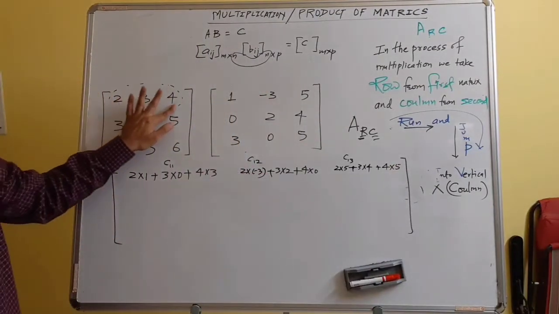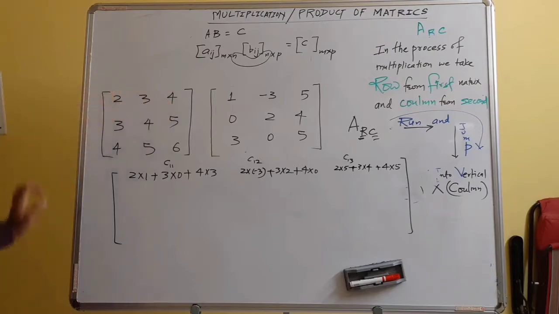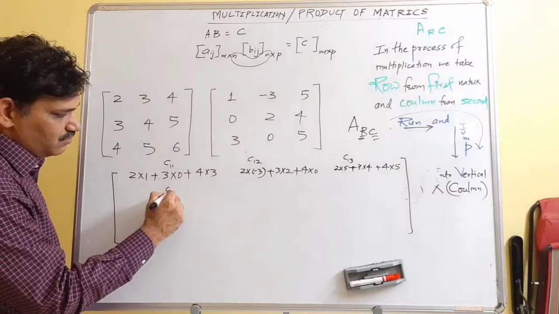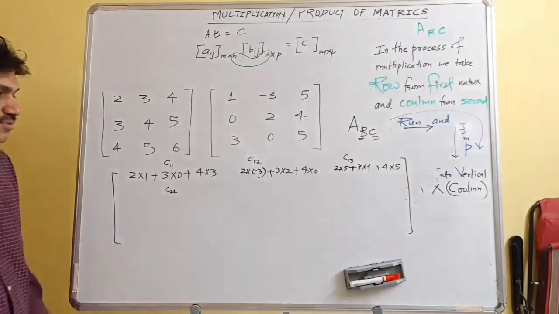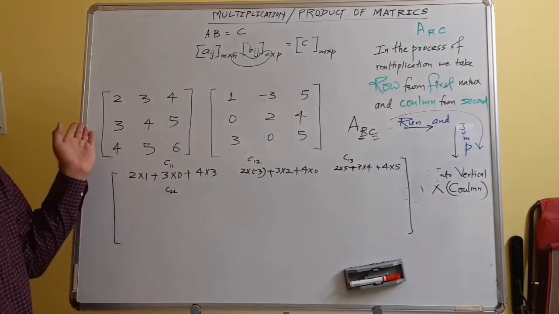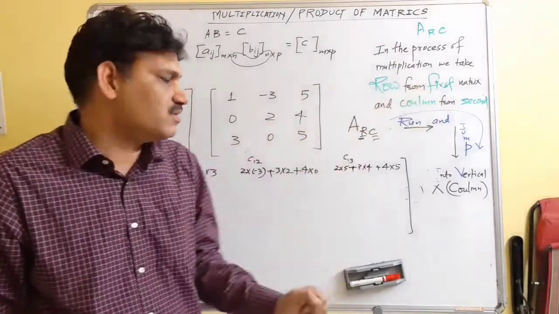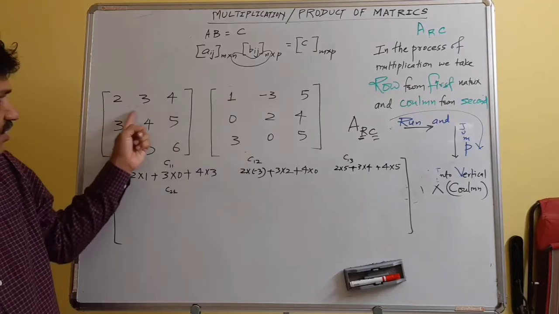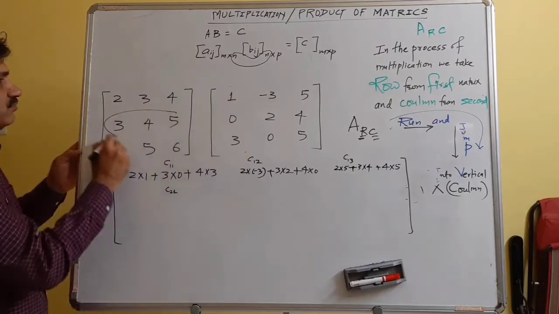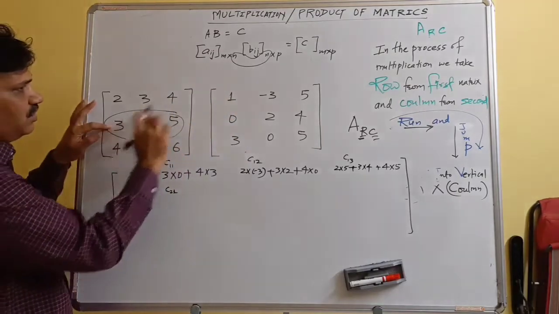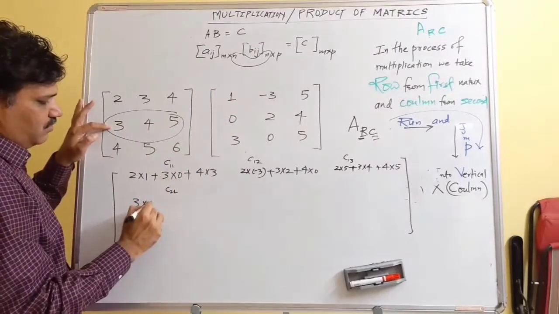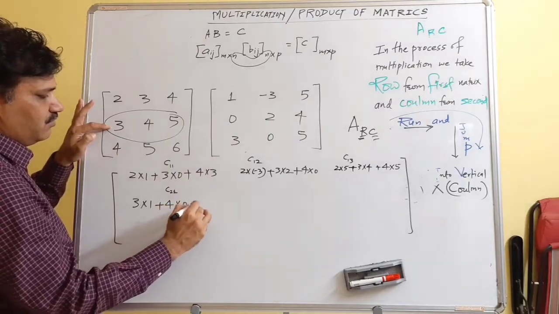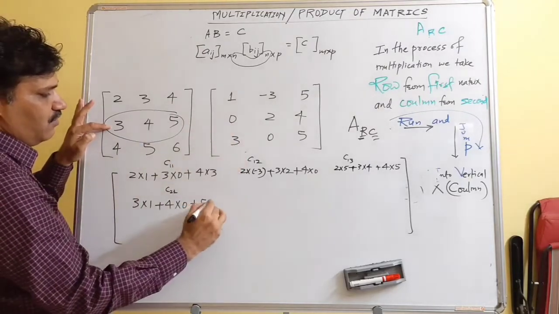Now we start with second row, because we need second row, first column. That is, we need 2, 1. So second row is to be taken from first matrix and first column from second. Multiply second row with first column. So 3 into 1 plus 4 into 0 plus 5 into 3.